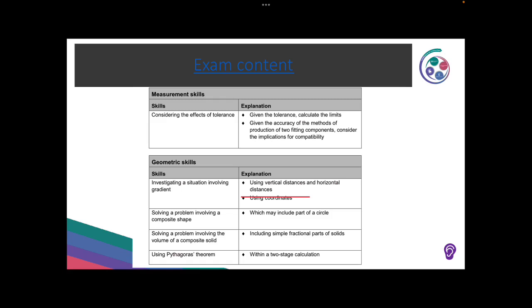Using Pythagoras Theorem, and that also shows in the explanation there within a 2-stage calculation. So that could be a question where you have to use Pythagoras twice in order to find your answer.